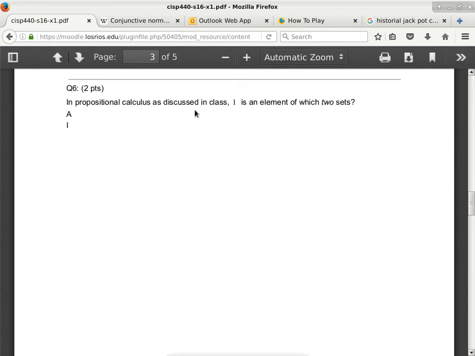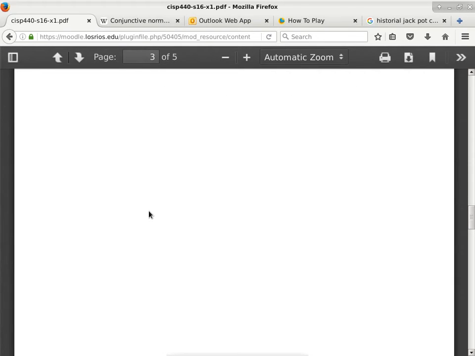And question number 6. Okay, so number 6 we kind of talked about it already. In propositional calculus, as discussed in class, 1 is an element of which 2 sets? We talked about this in the previous class because somebody asked about this particular question. So it is both in A and I, but the reason is different. The reason why it's in A is because it is a symbol. Every symbol other than operators has to be found in A, alpha. But it is in I, or iota, because it is initially true. It is by definition true, and that's why it is in iota. So it's in both of these sets, but for different reasons.